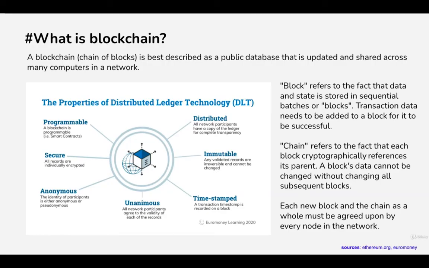So what are the properties of DLT? It's programmable, that is, you can deploy smart contracts on the blockchain. It is secure, that is, all individual records on the blockchain are encrypted, so each block on the blockchain is encrypted. It is anonymous, that is, the identity of participants is either anonymous or pseudonymous.